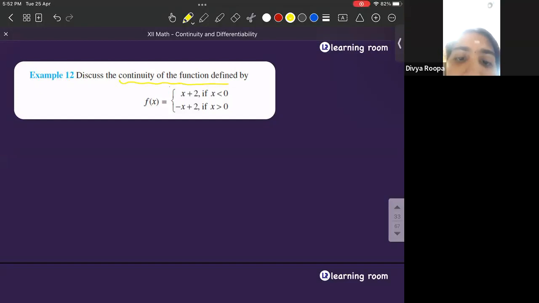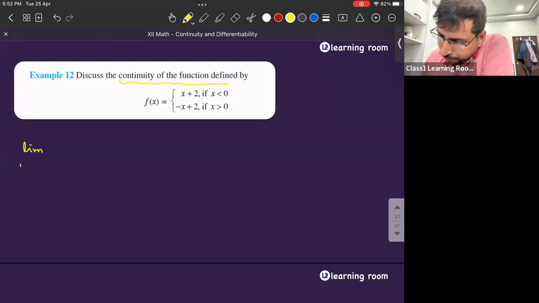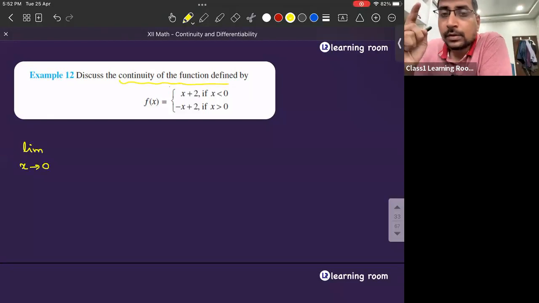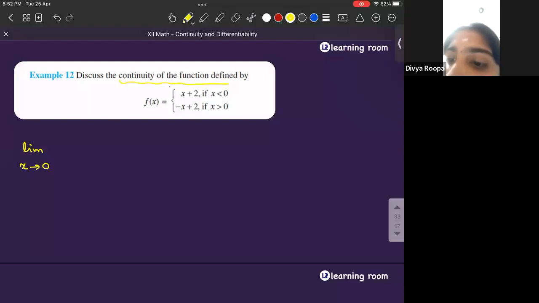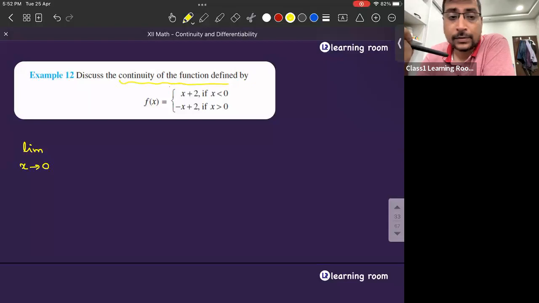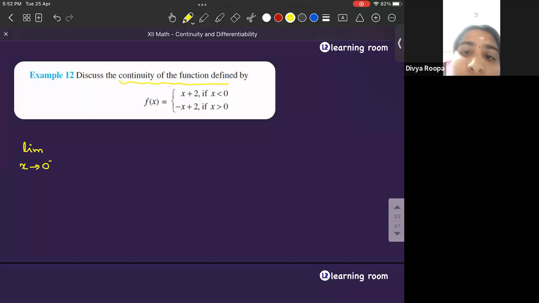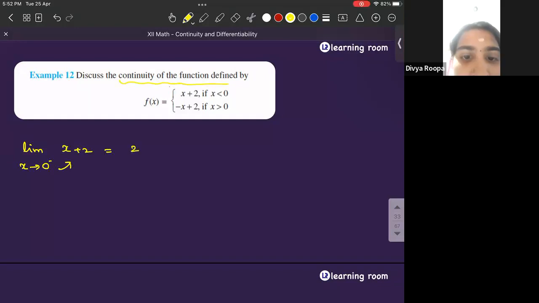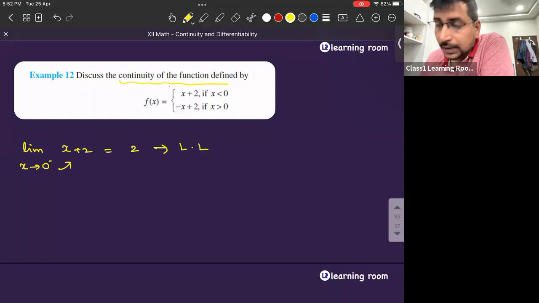Sir, limit x tends to 0. 0, but observe, the function is broken at 0. So what will you take? Limit x tends to 0 minus. Okay, 0 minus. So what function will you consider? x plus 2. That's right. So when you substitute 0 here, what will you have? You will get 2. So this is the left limit.